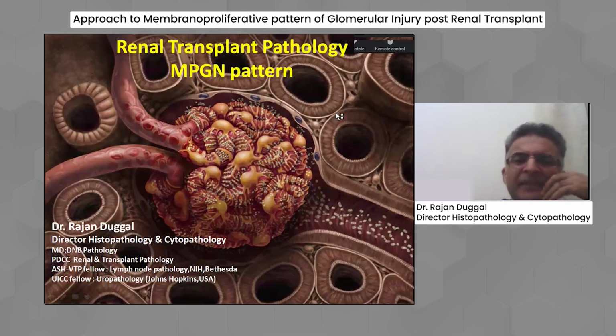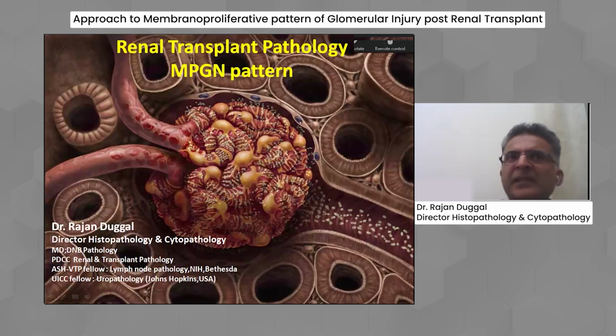Today in my presentation, I want to discuss what to do when you find a membranoproliferative glomerulonephritis like pattern. We now know it is just a pattern, not a disease. MPGN was once labeled as a disease category, which we used to label as MPGN 1, 2, and 3, and that was mostly applicable to native kidney biopsies. But now, in transplant biopsies also you see MPGN, and it is considered more as a pattern rather than a disease entity.